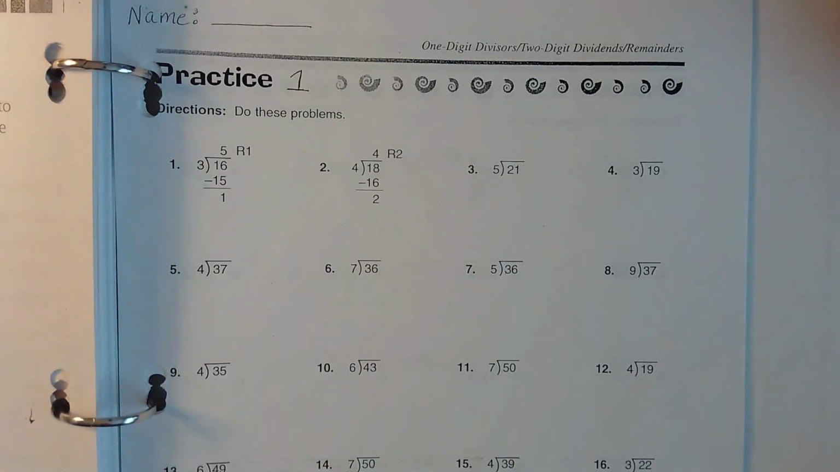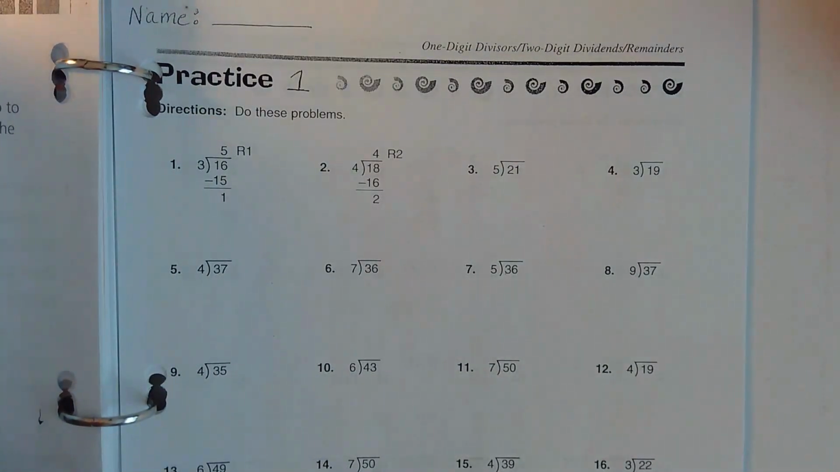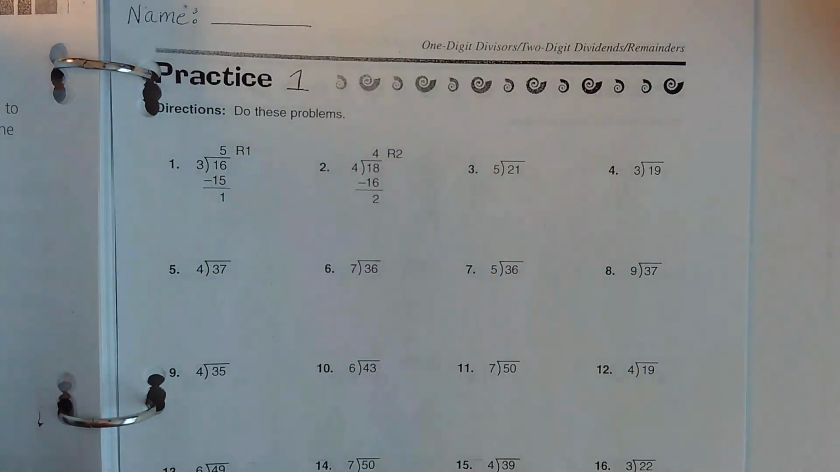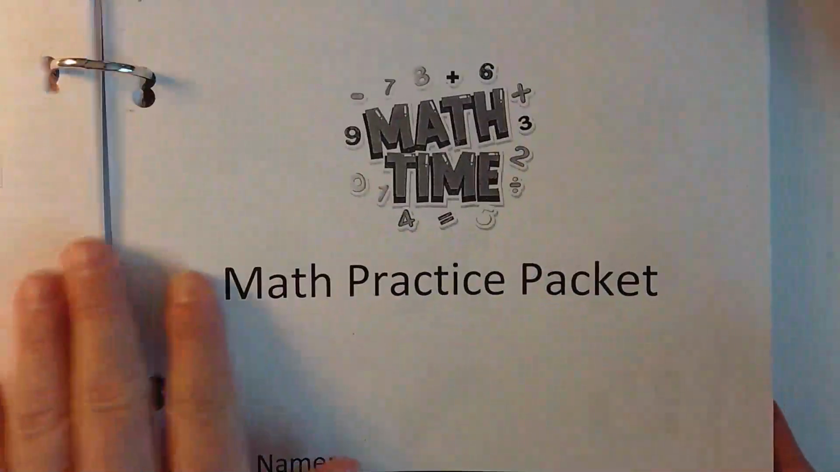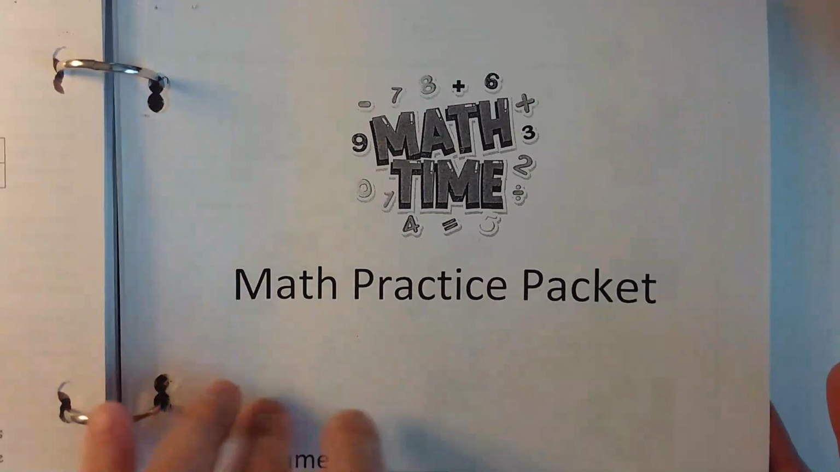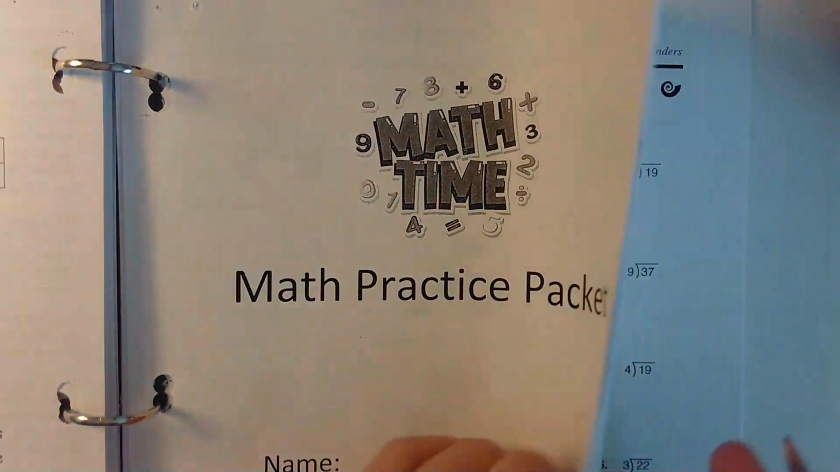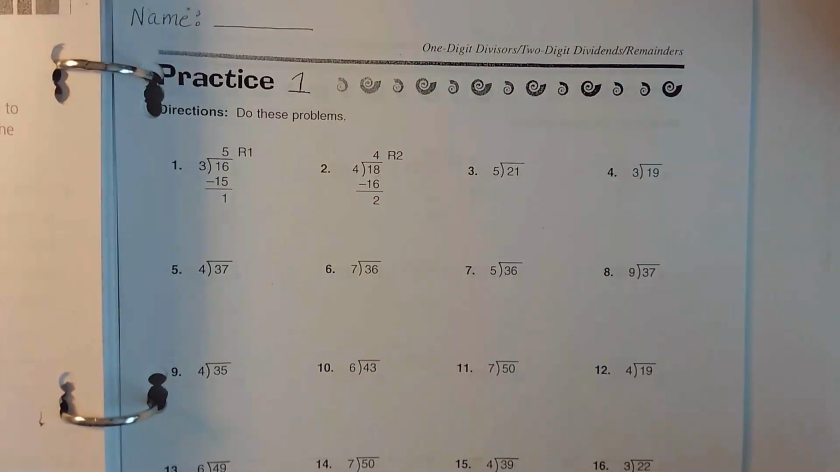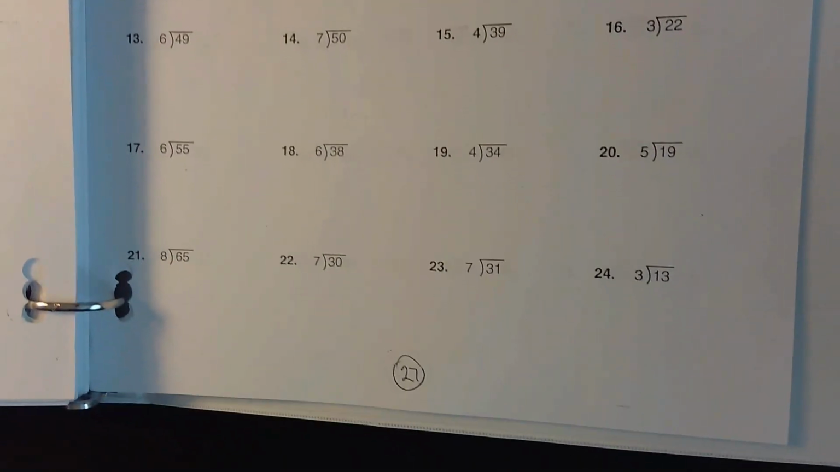All right, friends. So today we are going to be moving on to our math practice packet. And your math practice packet should be in your binder, which I recommended that you get. And it should be toward the back of your binder. It's called the math practice packet. I'm going to ask you to flip to page 27. Okay? Page 27.